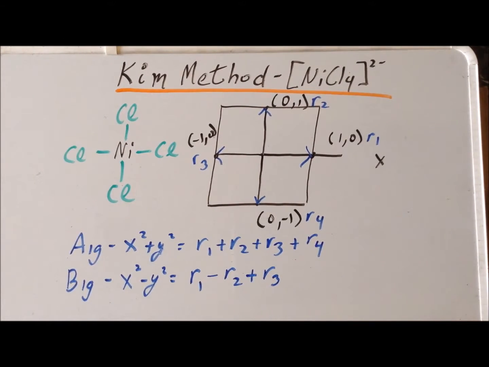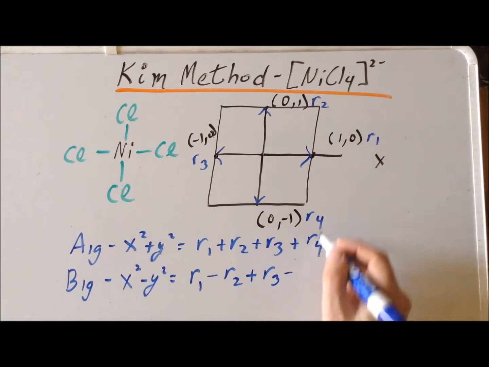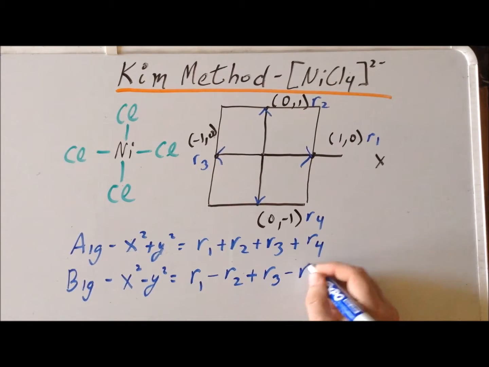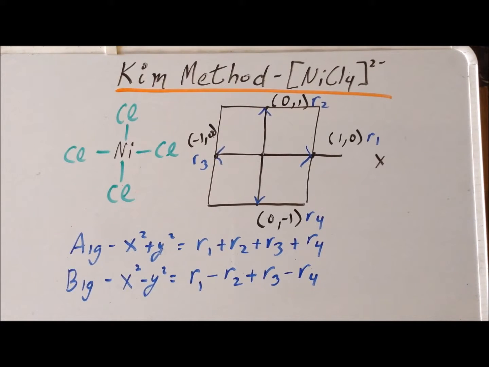So we have plus R3. And for R4, x is equal to 0, y is equal to minus 1. X squared minus y squared, with those particular values of x and y, gives us minus 1. So the coefficient of R4 is going to be a minus 1. So that gives this particular molecular stretch as being R1 minus R2 plus R3 minus R4.